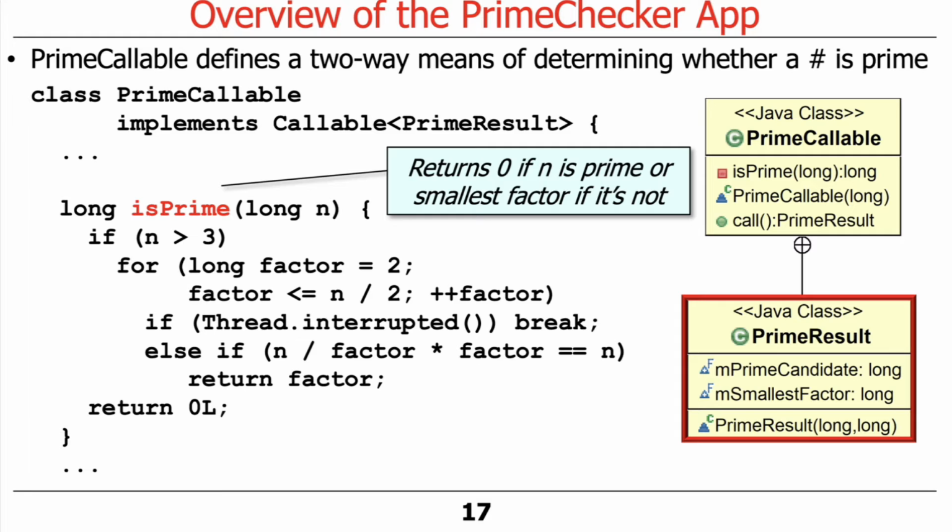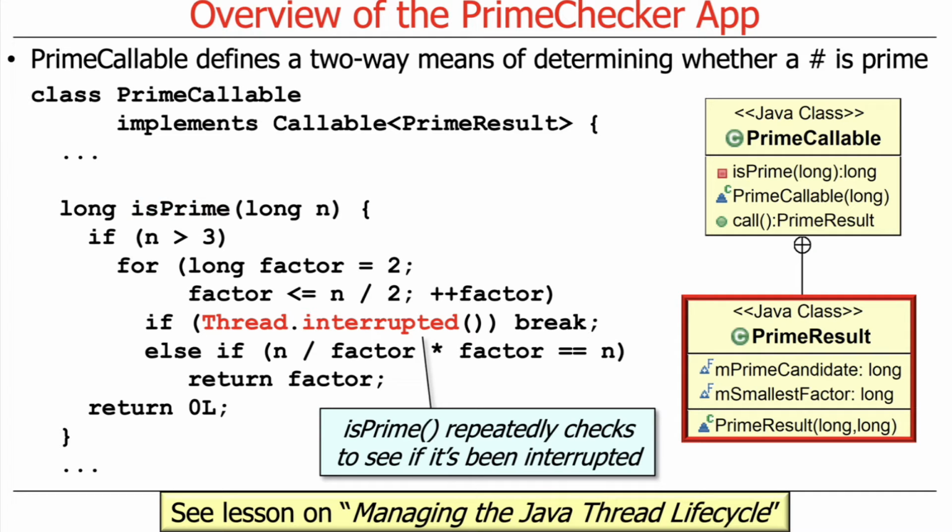Here's the isPrimeChecker method. This returns 0 if the parameter n is prime, or the smallest factor if it's not prime. And the key thing here is every time through this loop, we check to see if we've been interrupted. And if we have been interrupted, we break out of the loop. So this is a way of being able to interrupt a long-running prime number computation, which could take a while. If it's a big N, it can take a long time. And if it's prime, it's going to take a long time to run. So that allows us to be able to make the program more responsive if indeed you want to cancel it for some reason.